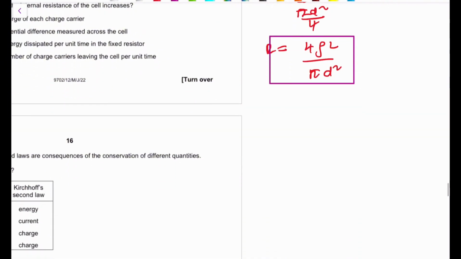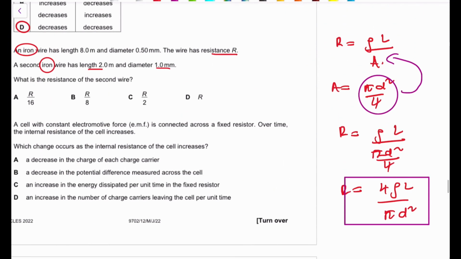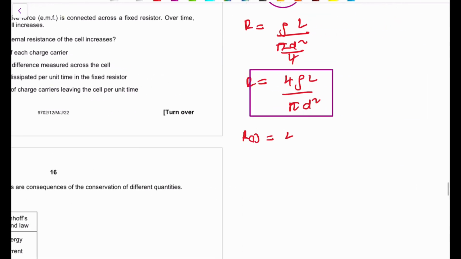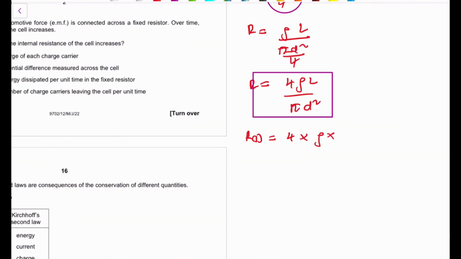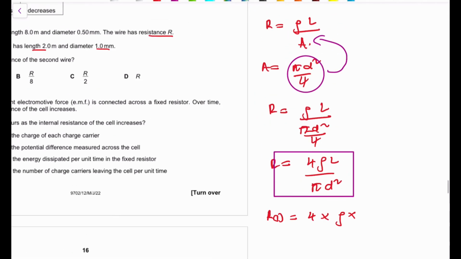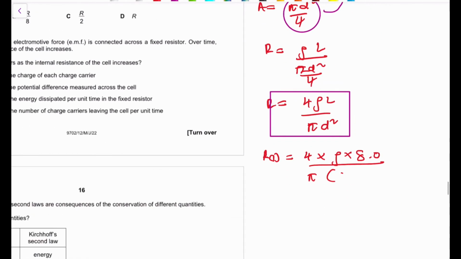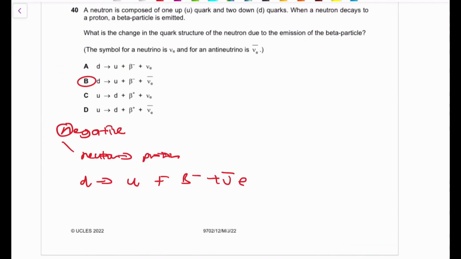So let's go back to the first iron wire. The resistance of the first iron wire is going to be 4 multiplied by its resistivity, multiplied by the length of that iron wire, which is 8.0, divided by pi, and its diameter is 0.50 times 10 to the power of negative 3, squared. So I can find the value of rho.